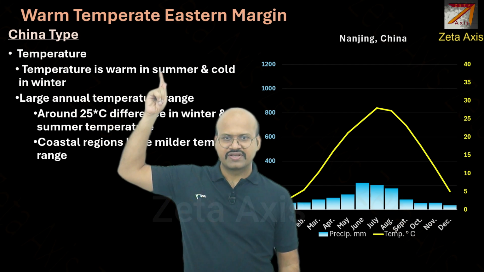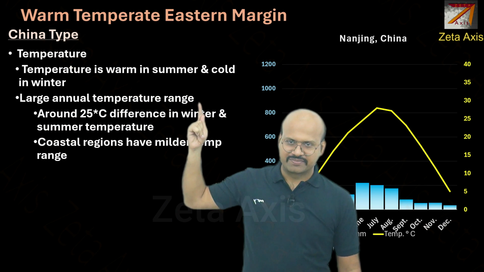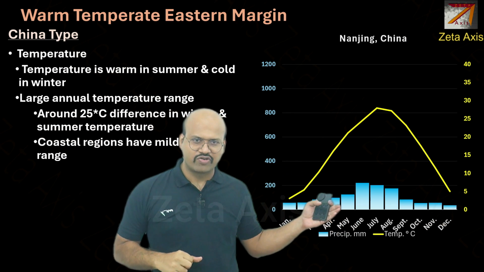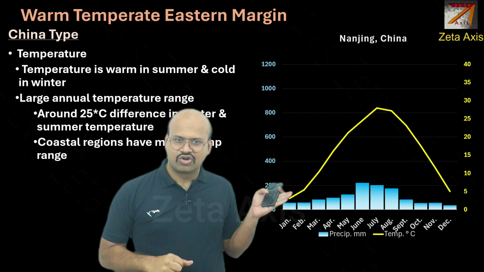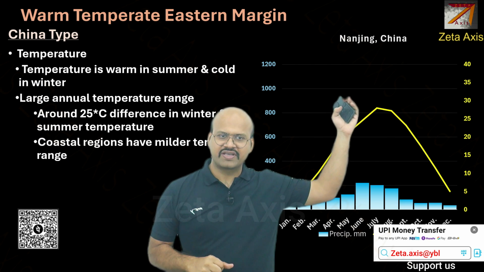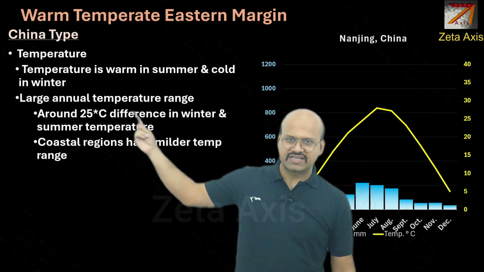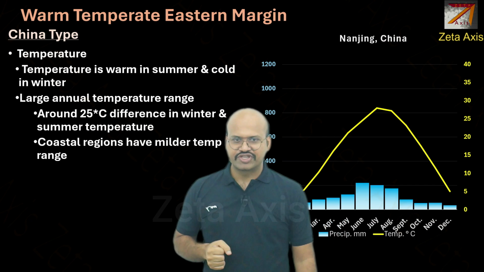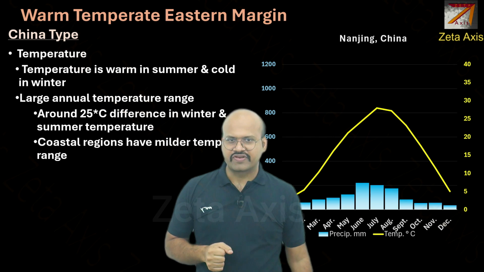Temperature is warm in summer and cool in winter. A large annual temperature range can be seen. That is the difference between the average temperature of the month with the lowest mean temperature and the average temperature of the month having the highest average temperature. This difference you can see is around 25 degrees Celsius. This will vary from location to location, but in general they have a very high range of temperature.